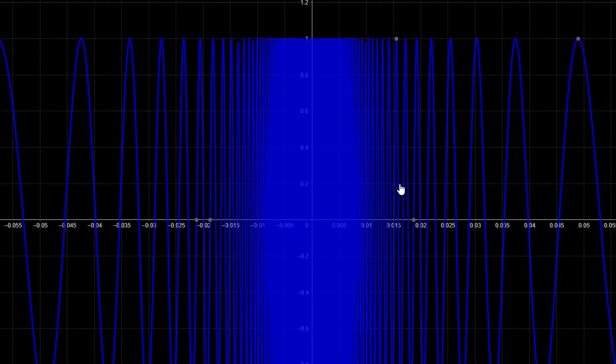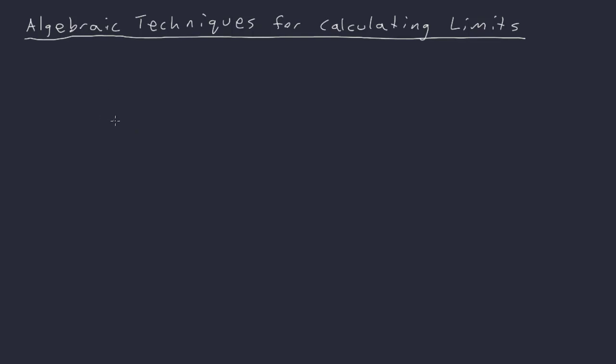So this is why graphs and tables aren't enough. We need more techniques to help us calculate limits. Okay, so let's talk about what those techniques are. The very first technique we're going to talk about is essentially that if you can plug in the designated value and get something out with no problem, then that's it. There's nothing really extra to do.